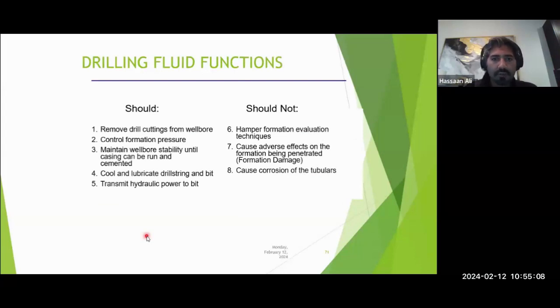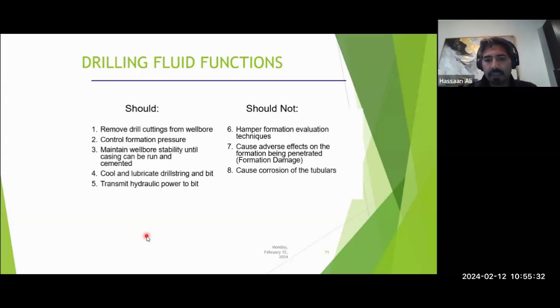Shoulds and should nots of drilling fluids. It should remove, as I mentioned earlier, it should do all the things that I said it should do. It should remove cuttings, it should control formation pressure, maintain wellbore stability, lubricate, cool the drilling string, transmit hydraulic power to the bit. What it should not do is prevent the LWD tools and the MWD tools from working correctly.